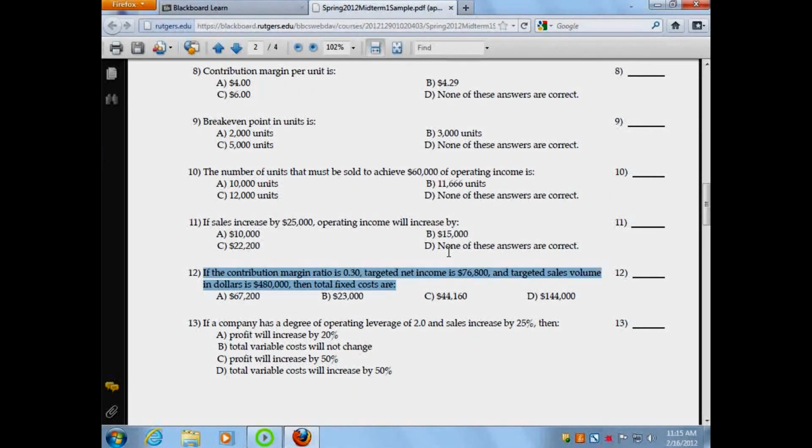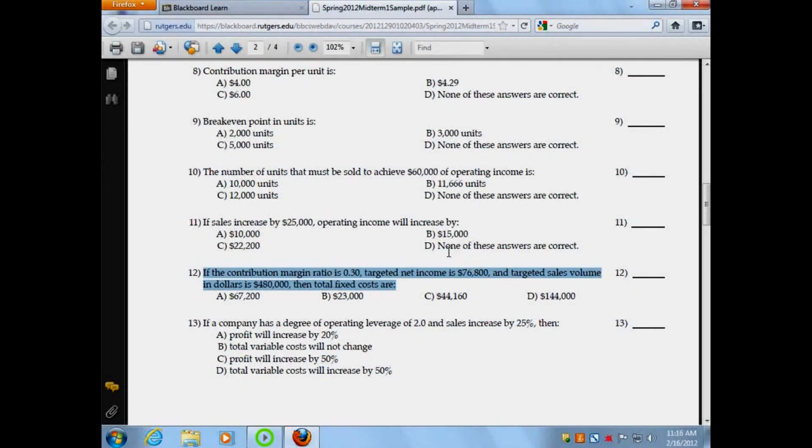Target net income is 76,800 and targeted sales volume is 480,000. Now this is a little bit trickily worded because it says your sales volume in dollars is 480,000. What that really means is that your sales revenue is 480,000. Volume and revenue cannot be interchangeable, but you're told that this is your sales volume expressed in dollars. How can you express volume in dollars unless you take the volume multiplied by the selling price per unit and come up with the revenue?